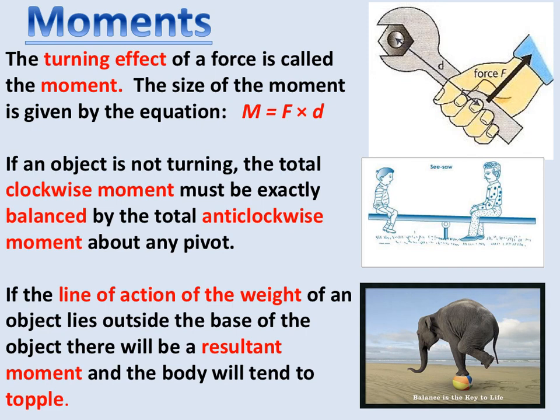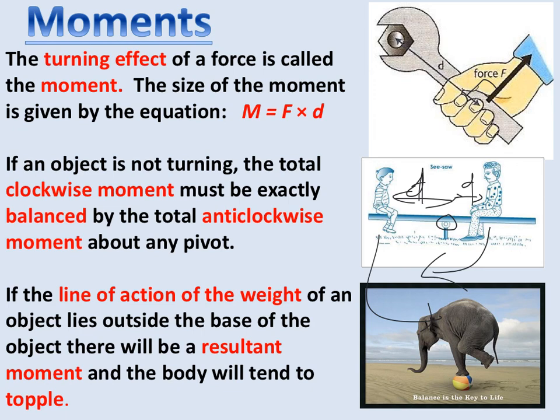If an object's not turning, the total clockwise moment must be exactly balanced by the total anti-clockwise moment about any pivot. So if you look at the seesaw example, we can see here, there's the pivot. This person's pushing the seesaw down, so he's rotating it anti-clockwise, and this boy is pushing it down that way, so he's rotating clockwise. The fact that they're not moving means that the clockwise moment must equal the anti-clockwise moment, and so you can see here that the larger mass person on this side must be closer to the pivot compared to the small boy who's further away from the pivot because he's got a smaller mass.